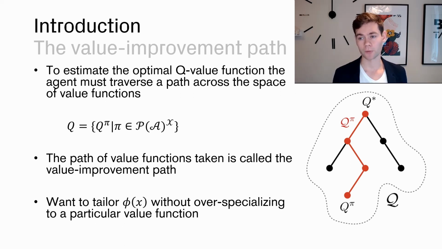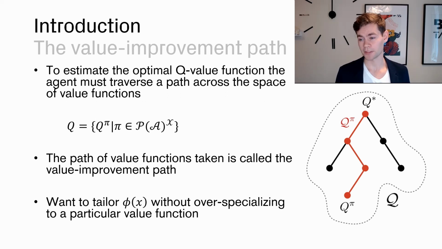What we do in general with reinforcement learning is we iterate this to approach the optimal action value function. So we would traverse this space of action value functions in some order. The particular one that we consider in this example is highlighted in red here, and then we would make our way toward the optimal action value function at the top. This gives us a path across a space of value functions, and this path that we take is called the value improvement path.